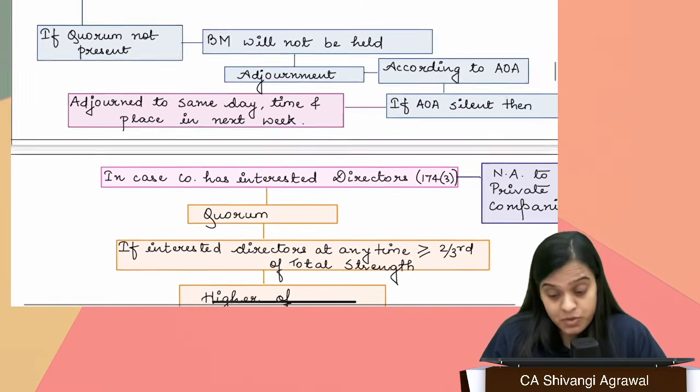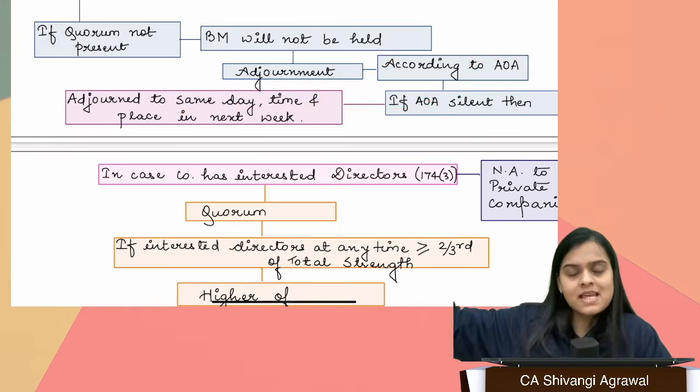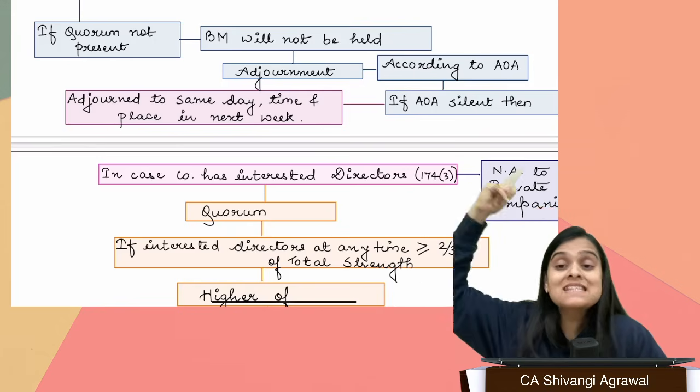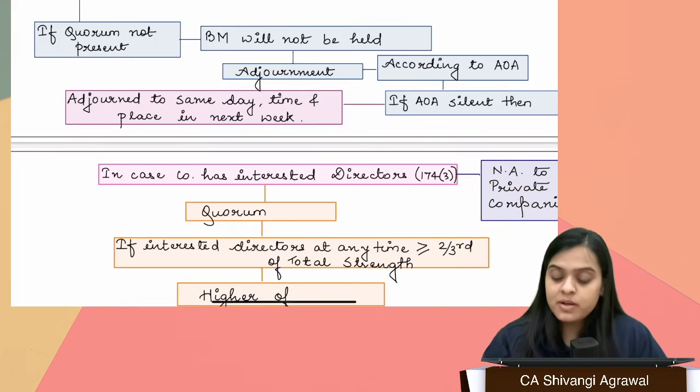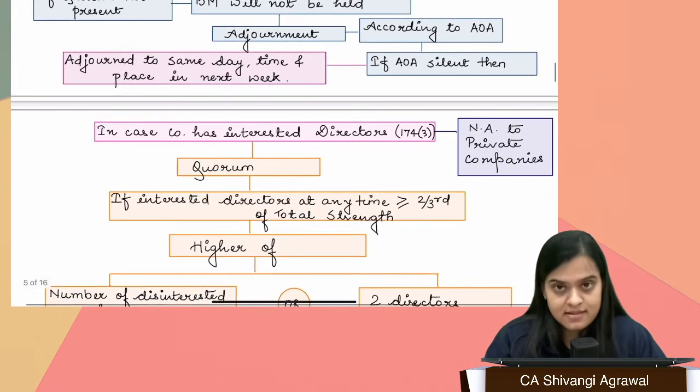If the quorum is not present, then it is going to be adjourned. Adjourned according to the articles. If articles don't say anything, adjourn to the same day, same time, same place next week. At the adjourned meeting also, if the quorum is not present, then the meeting is going to stand cancelled.